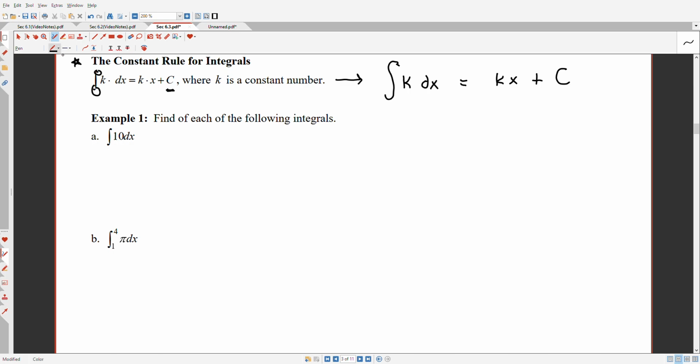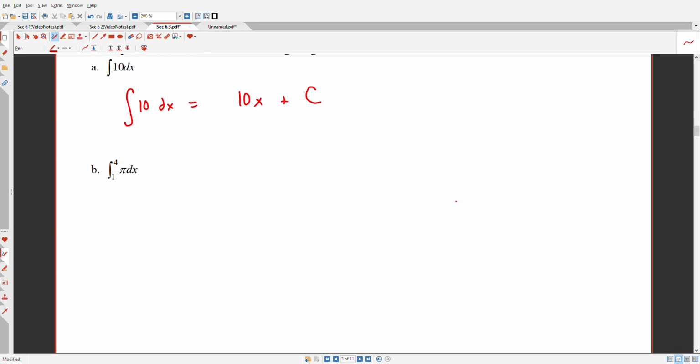Okay, so here's an example. Example 1, we can work these out. A says, okay, what is the indefinite integral? I'm just checking, it's indefinite, no limits, of 10. Well, that should be 10x, but if you don't want to lose a point, don't forget to put your plus c because, again, it's an indefinite integral.